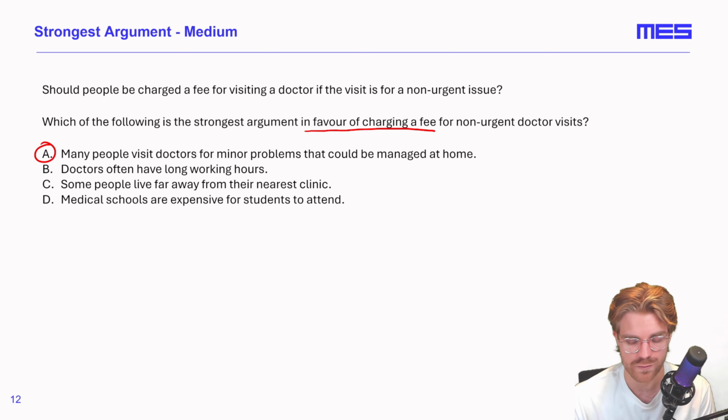So B, doctors often have long working hours. This is relatively irrelevant to the question. It's not really linking to the charging a fee part. C, some people live far away from their nearest clinic. Again, irrelevant, not really relating to charging a fee. And D, medical schools are expensive for students to attend. Again, well, perhaps relevant here, maybe raising more money for the health service and medical schools as a whole or something, but not really relevant to the idea of non-urgent issues. So B, C, and D are weak arguments because they're not relevant.